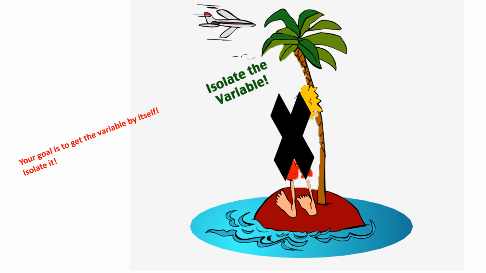To do this, we need to isolate the variable. That is the goal. What do we mean by isolate? We need to get it by itself, all alone. In this case, like you see the x on the island, it's all by itself.